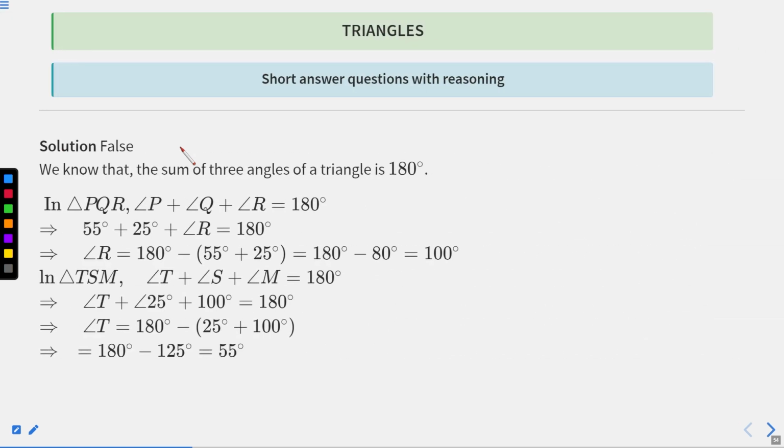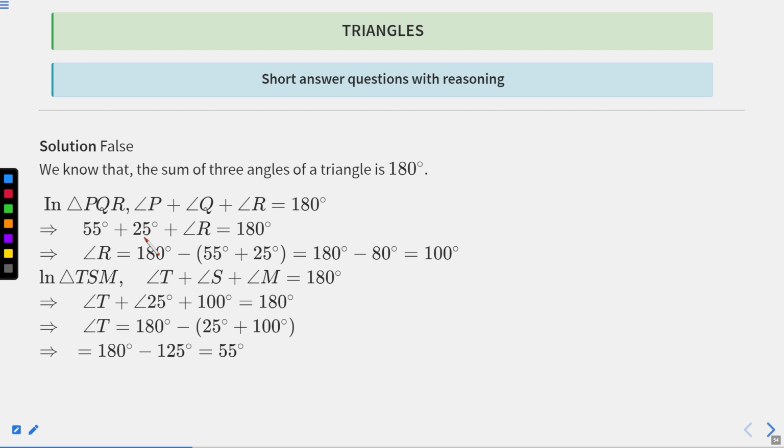We know that the sum of the three angles of a triangle is 180 degree. So in triangle PQR, angle P plus angle Q plus angle R is equal to 180 degree. Here angle P is 55 degree and angle Q is 25 degree, so we can easily find angle R, which is 180 degree minus (55 degree plus 25 degree), that is 180 degree minus 80 degree, which is equal to 100 degree.